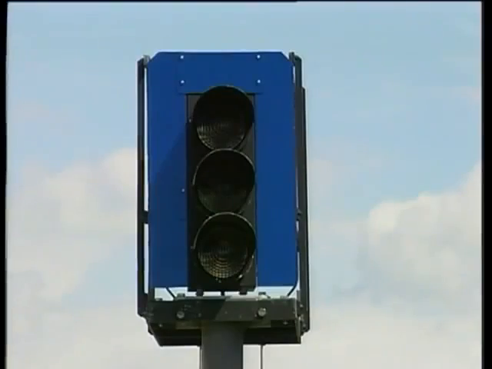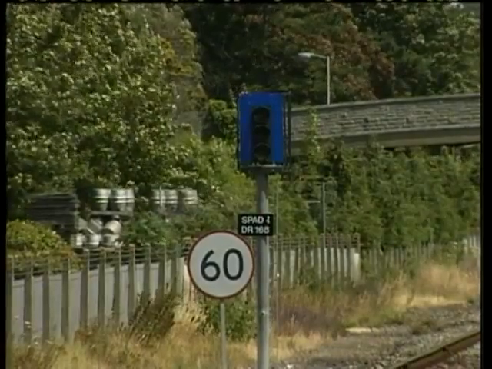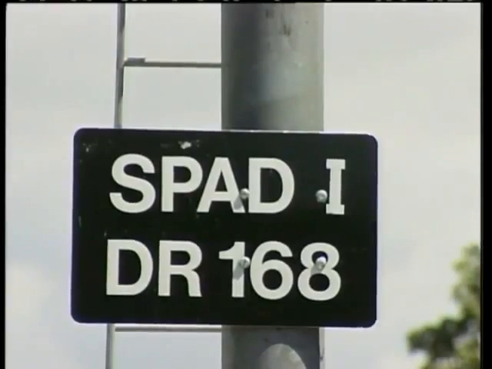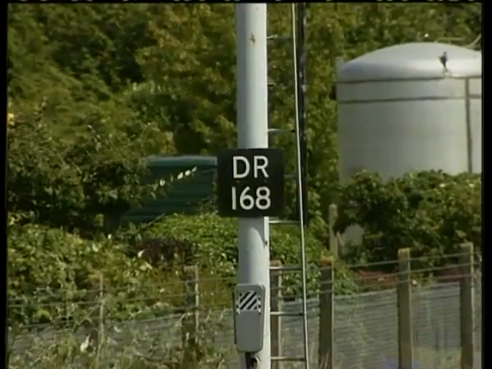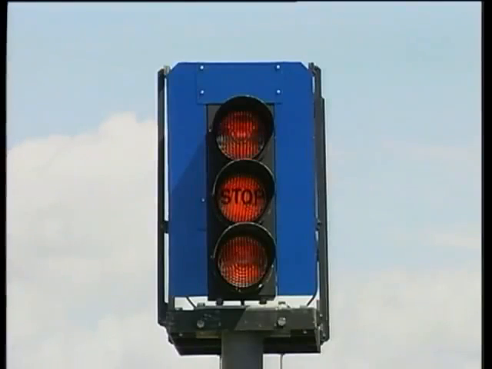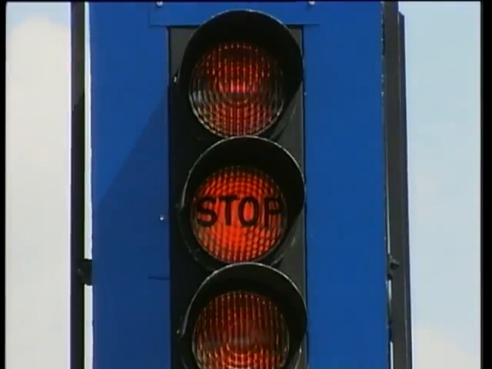The indicator takes the form of a standard 3-aspect signal head, which normally has all 3 aspects unlit. The backboard is of a reflectorized blue material. The identification plate, which bears the inscription SPAD-I, also bears the identification of the signal to which it refers. In this case, DR168 signal at Dorchester South. When activated, the SPAD indicator will display flashing red aspects at top and bottom, while the center aspect will display a steady red over which the word STOP appears.